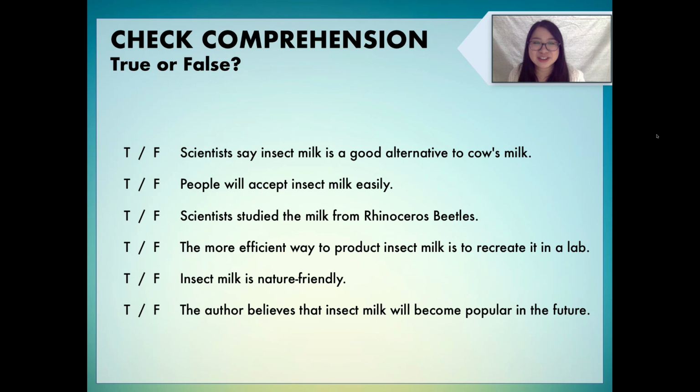So we're going to answer true or false. Number 1, scientists say insect milk is a good alternative to cow's milk. Number 2, people will accept insect milk easily. 3, scientists studied the milk from rhinoceros beetles. 4, the most efficient way to produce insect milk is to recreate it in a lab. 5, insect milk is nature-friendly. And 6, the author believes that insect milk will become popular in the future.